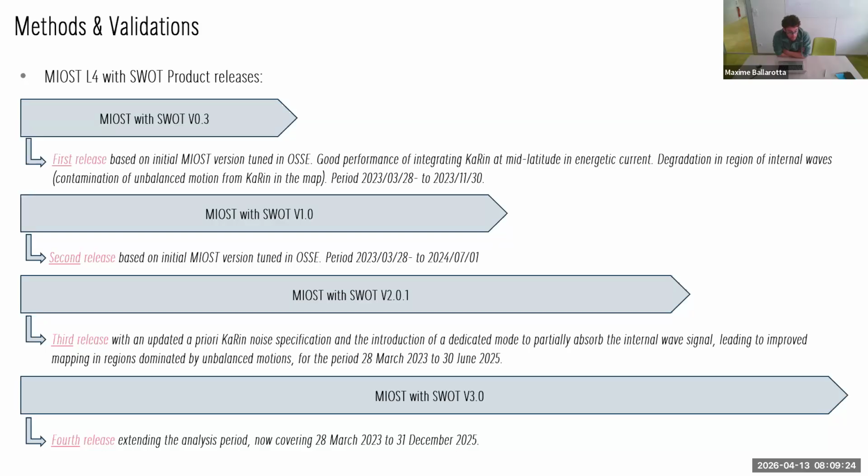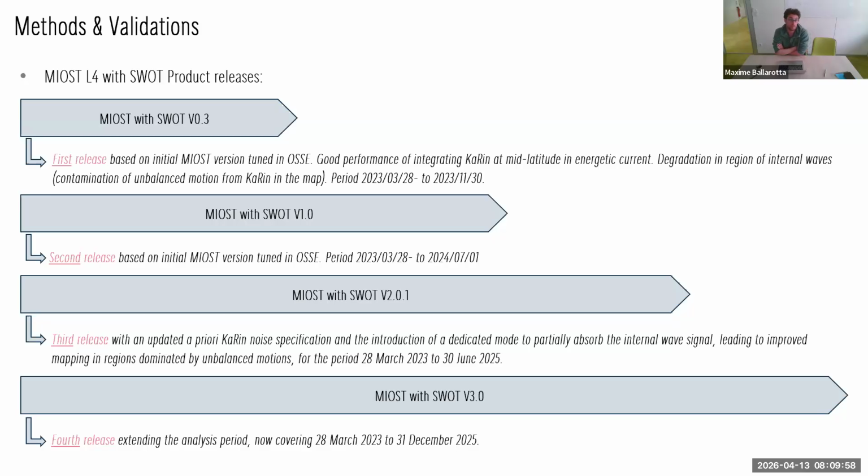So we performed OSSEs, simulating SWOT observation and nadir observation, and we tuned the system so that it was ready when the first real SWOT observation arrived. So the first maps that we produced were quite nice in terms of performance of this first integration of the real Karin dataset.